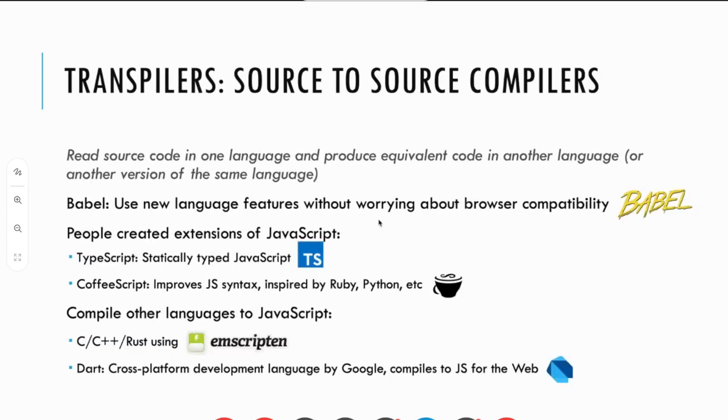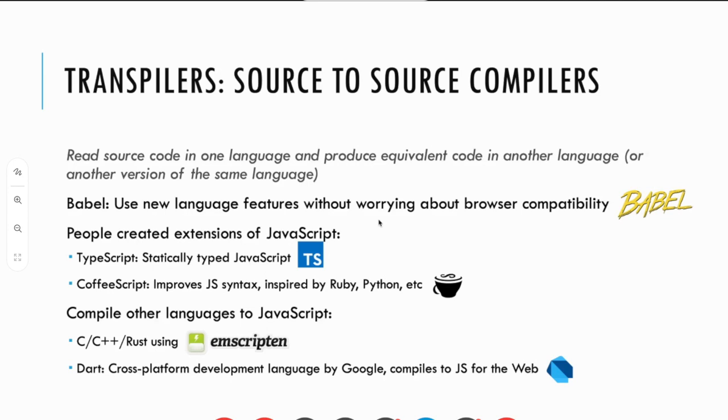Okay, so the next big concept here is the concept of transpilers. Transpilers are source-to-source compilers, which basically means that they take source code written in one language and produce code with the equivalent functionality in another language or another version of the same language. So transpilers basically do what compilers do, but they take one source language as input and spit out another source language. Now, Babel, as we saw some time ago, is an example of a transpiler, which allows you to write code using new language features, and without worrying about browser compatibility, you could generate JavaScript code using older language features.